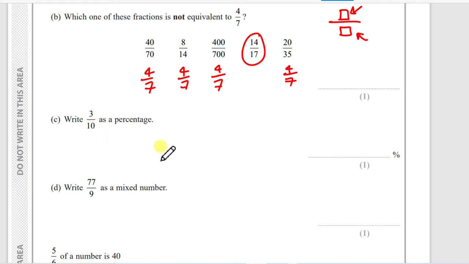Now, write 3 over 10 as a percentage. All you've got to do is copy this fraction into your calculator, and then times it by 100 as always. If you do that, you should get 30. In other words, 30%.